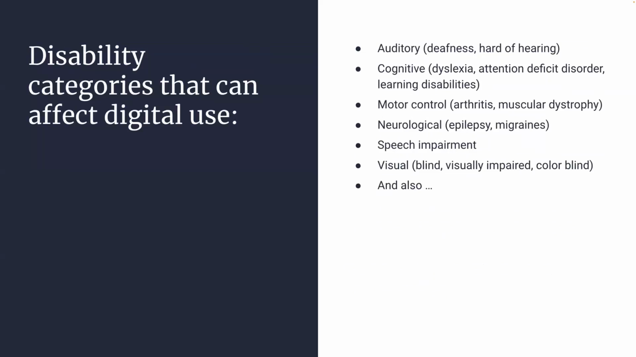Since we're here to talk about websites, let's talk about what sort of disabilities can affect how a user interacts with a website or digital application. Some disability categories that can affect digital use include auditory, such as deafness or hard of hearing; cognitive, like dyslexia, attention deficit disorder, and learning disabilities; motor control, such as arthritis or muscular dystrophy; neurological, like epilepsy and migraines; speech impairment; and visual, blind, visually impaired, or colorblind.